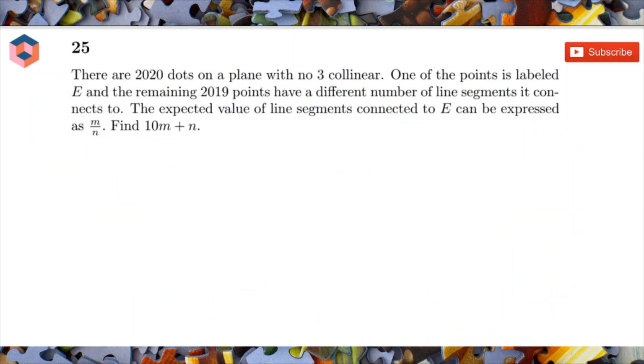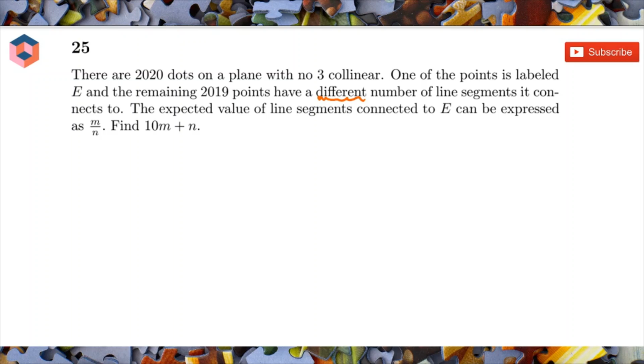One last problem before we look at the results of the Phi-MC contest. Number 25. There are 20 dots on a plane with no 3 collinear, which means that no 3 of them are on the same line. One of the points is labeled E, and the remaining 19 points have a different number, so I'll underline that, that seems important. A different number of line segments it connects to. Expected value of line segments connected to E can be expressed as m over n. Find 10m plus n.